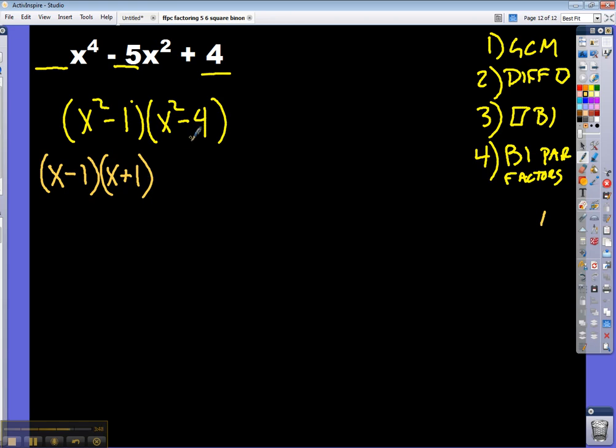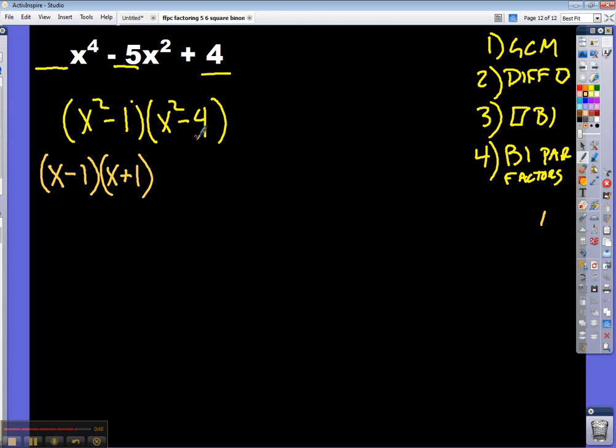Is this a difference of squares? Is x squared minus 4 a difference of squares? Well, let's ask. Is it a binomial? Check. Is it a subtraction problem? In other words, is it a difference? Oh my goodness, it is. And for the trifecta, are both terms perfect squares? Yeah, x squared is a perfect square, 4 is a perfect square.